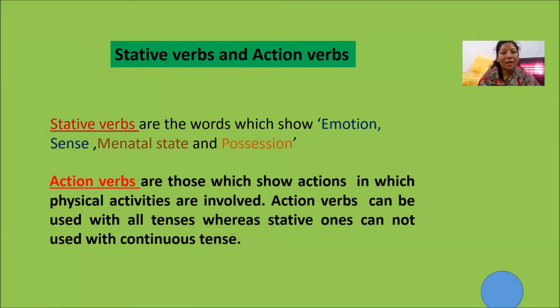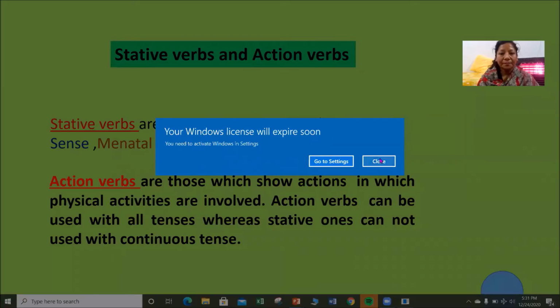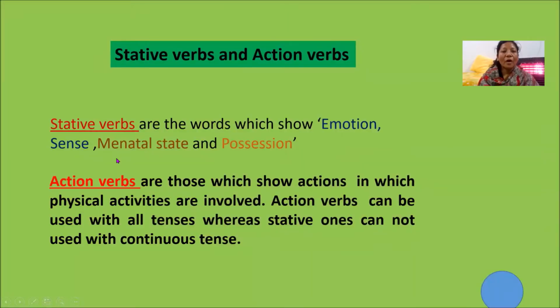So we can say stative verbs and action verbs. What are stative verbs and what are action verbs? Let's see. What are stative verbs? Could you guess? Stative verbs are the words which show emotion, sense, mental state, and position. Okay, the words which show emotion, sense, mental state, and position are stative verbs.